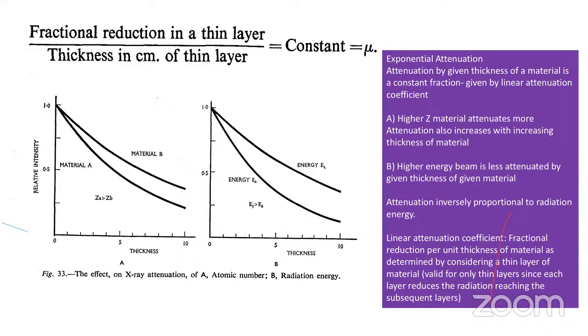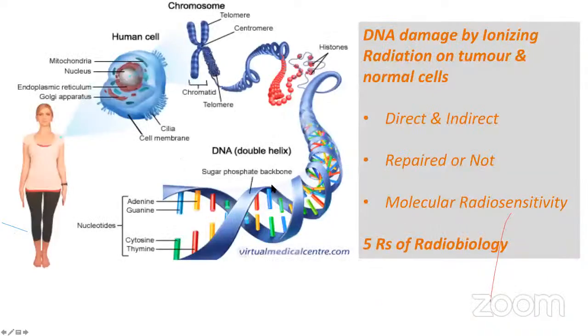per unit thickness of the material, and it is determined by using a thin layer of material. If you use a thick layer of material, each layer will cause successive attenuation, so the beam that reaches the next part of the material would already be of a different energy, and energy is an important component of attenuation, so it will vary. So this is to understand.